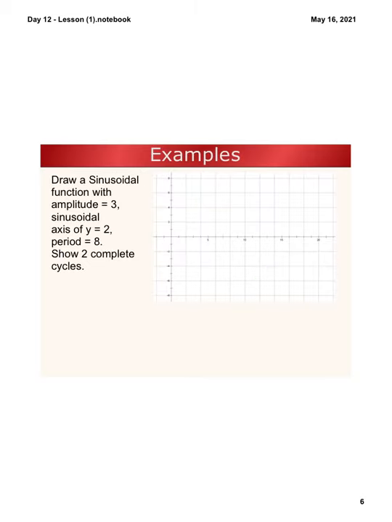In this example, we're going to be drawing a sinusoidal function with an amplitude of 3, a sinusoidal axis of y equals 2, a period of 8, and they want us to show 2 complete cycles. So the first thing that I'm going to do is plot my sinusoidal axis, and I'm just going to write these steps for you so that you have them. So I'm going to draw this dotted line in at y equals 2. So this is my middle point.